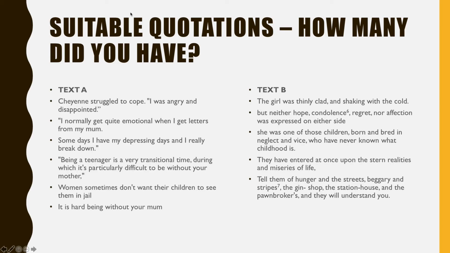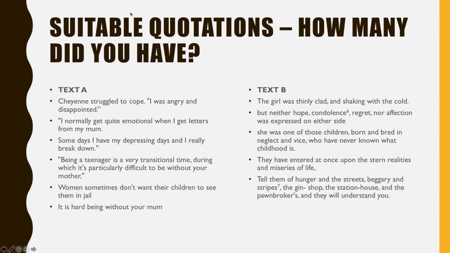If you had, say, 7 and 1, although you've got ideas from both texts, it wouldn't quite work. Okay, so here, looking at the effect of their mothers being in prison. For text A, I've got Cheyenne struggled to cope. I was angry, disappointed. Quotation from her: I normally get quite emotional when I get letters. Some days I have my depressing days. I really break down. Being a teenager is a very transitional time, during which it's particularly difficult to be without your mother. Women sometimes don't want their children to see them in jail. It's hard being without your mum.